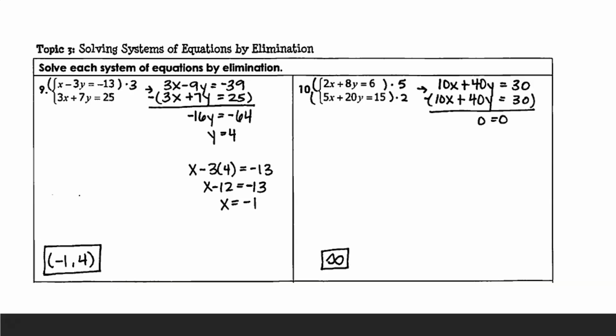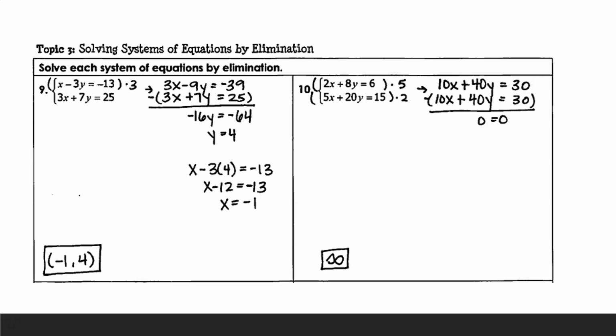Now it says elimination, which seems to be some of your favorites. So I multiplied the top one by 3 so I could eliminate the 3 x's. Solve for y, I got 4. Then I plugged in the 4 for y and got negative 1 for x. So my point is negative 1, 4.